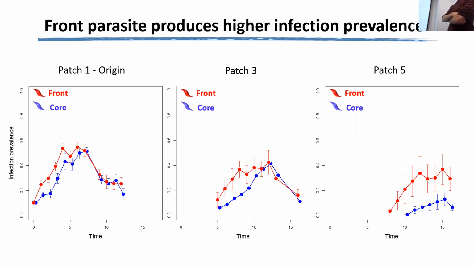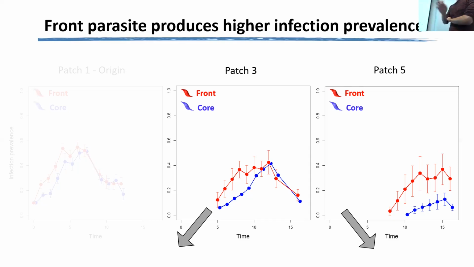On the y-axis you have infection prevalence, the proportion of infected individuals in the population, over the time that we measured in patches 1, 3, and 5. You can see that the front seems to have high infection prevalence overall. Now, let's ignore patch 1 for a moment and focus on 3, because this is our spatial component. We want to know how the evolved parasite front affects the speed of the epidemic, so when the parasite arrived in patch 3 and 5, and also, once it arrived, what kind of epidemic it produced.